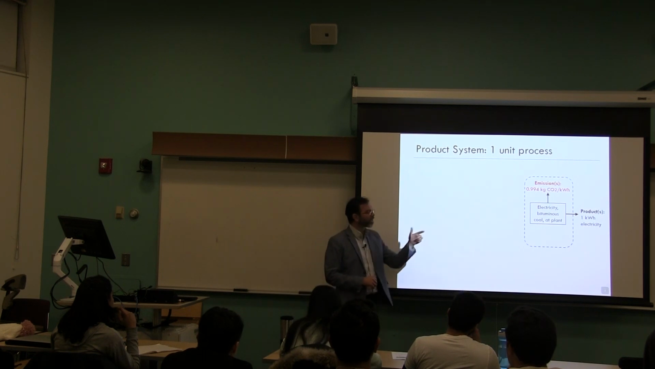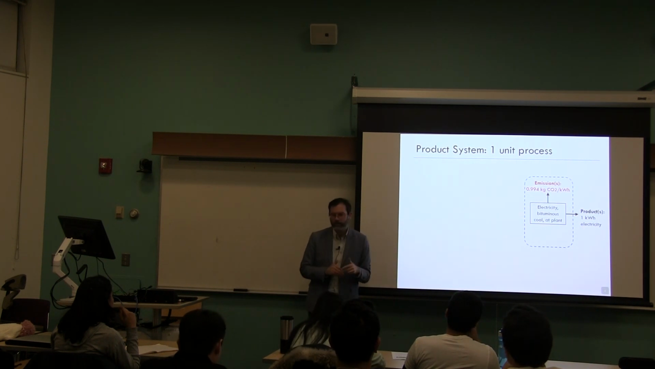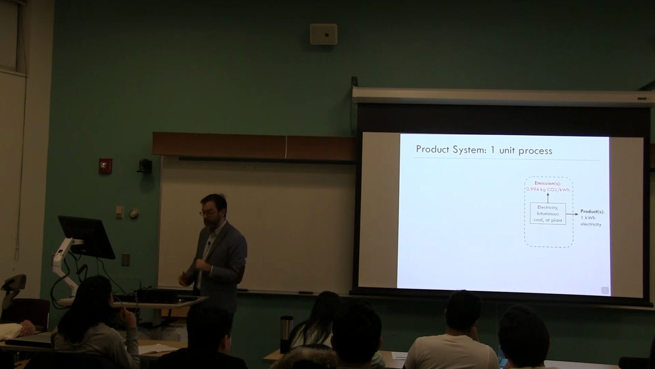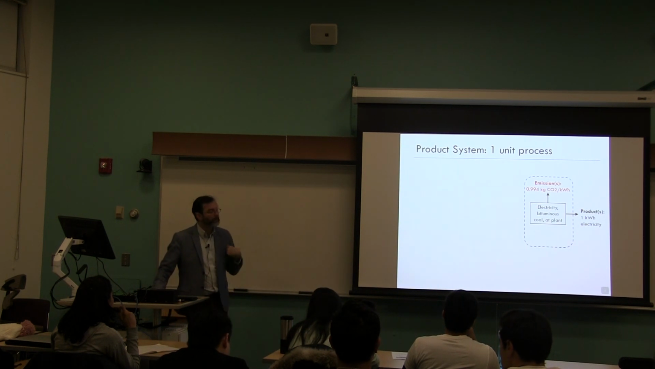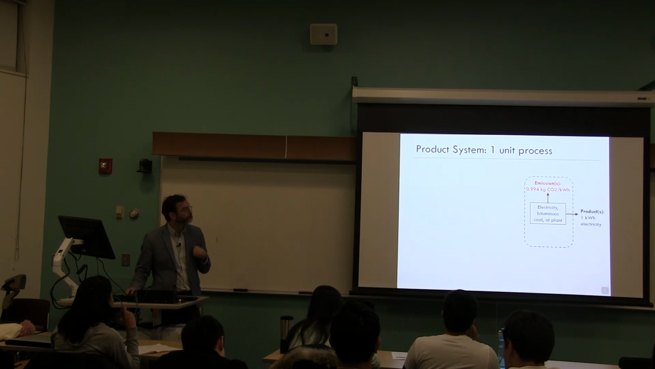Right? Per kilowatt hour of electricity generated in this power plant of a certain efficiency, let's say 33% efficiency, I can either measure or estimate based on an emission of almost 1 kilogram of CO2, carbon dioxide. Okay? So that's one source of emission.